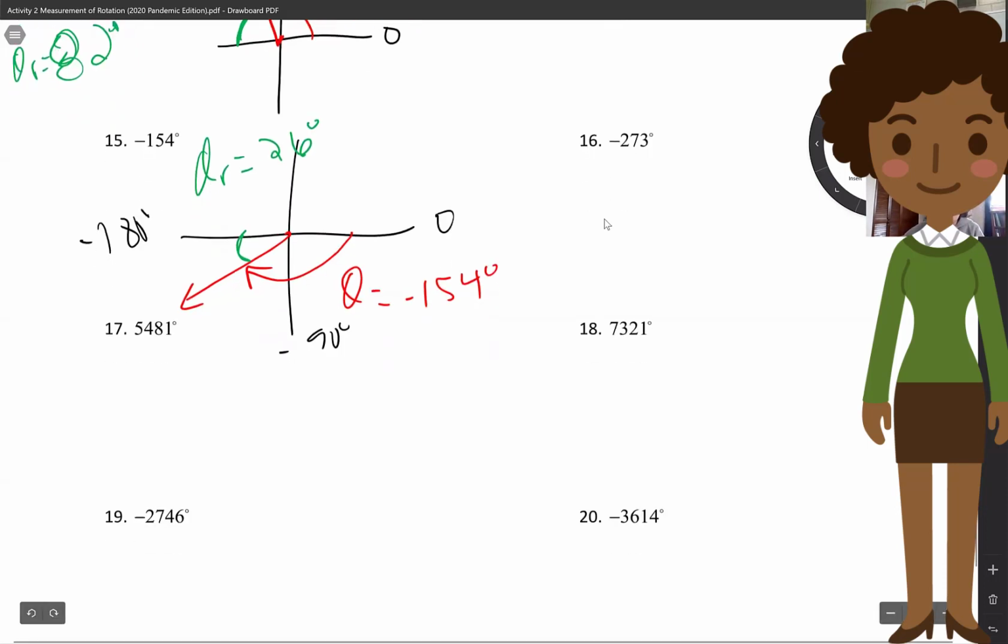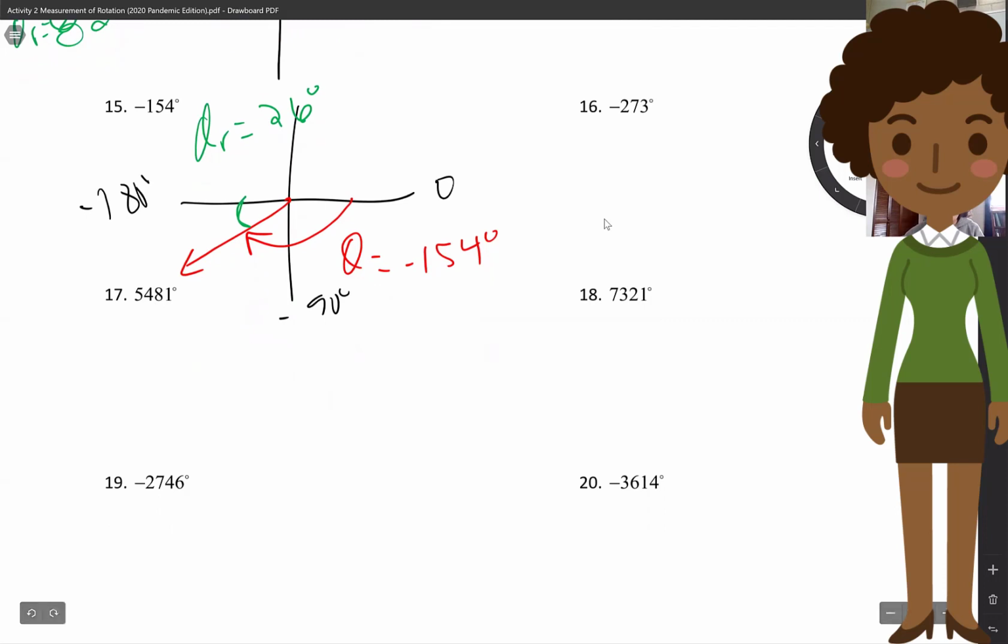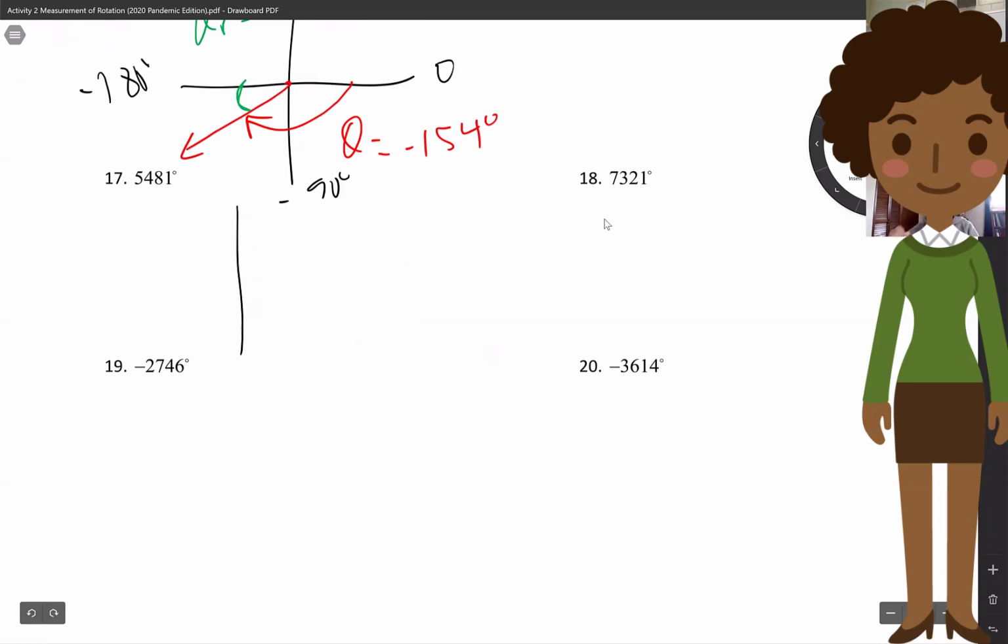Ooh, now we got the big dogs here. We're almost done, guys. 5481. So to figure this out, you're not going to do 360, 360, 360, 360. Take that number, divide it by 360 degrees. So I have my little calculator here, 5481. I'm going to divide it by 360, and I get 15.225.